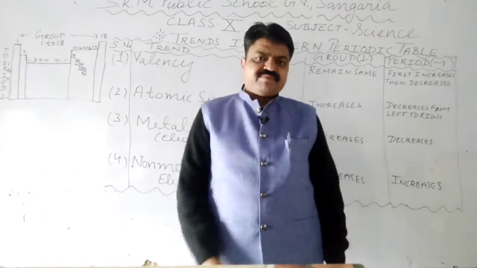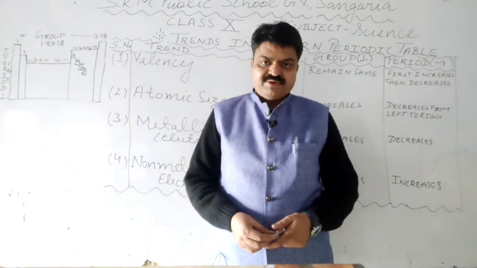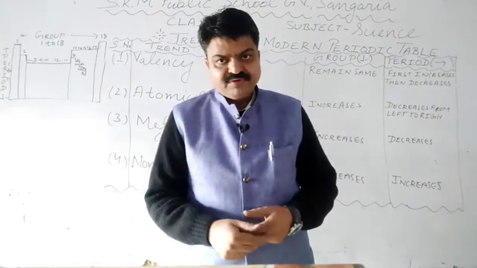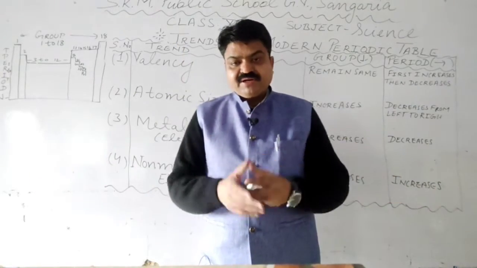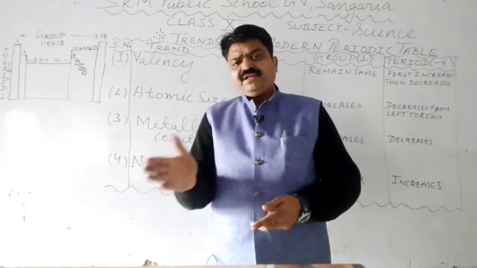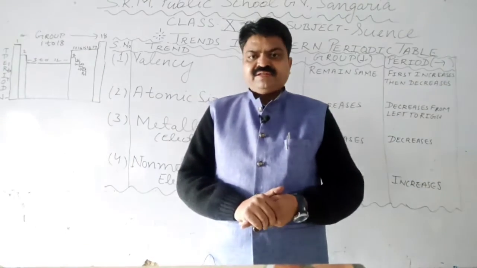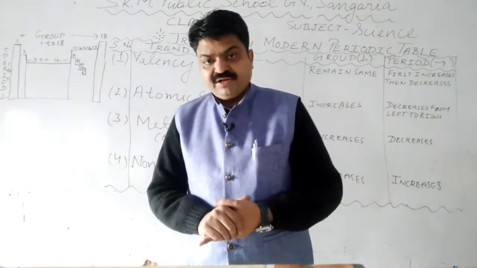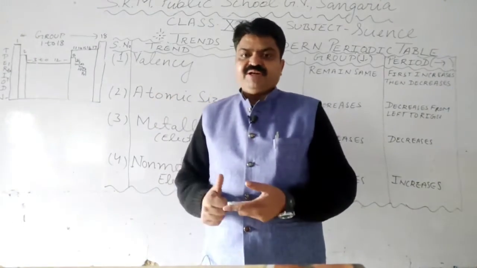In today's segment, we will discuss the trends in the modern periodic table. As I have taught you, the modern periodic table is the systematic arrangement of the elements in the increasing order of their atomic number. And in this, 118 elements are arranged systematically.